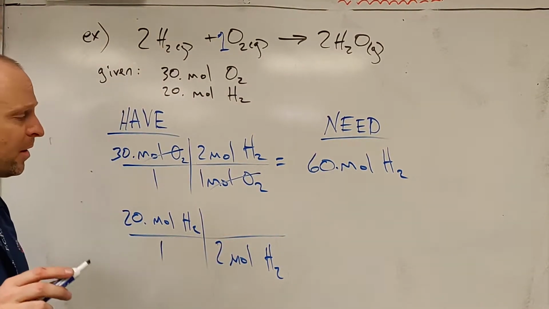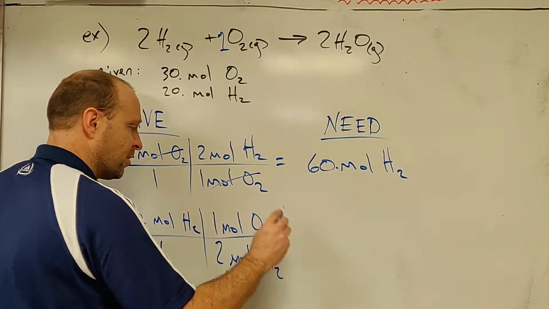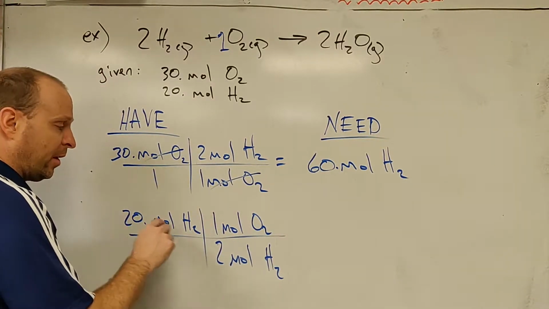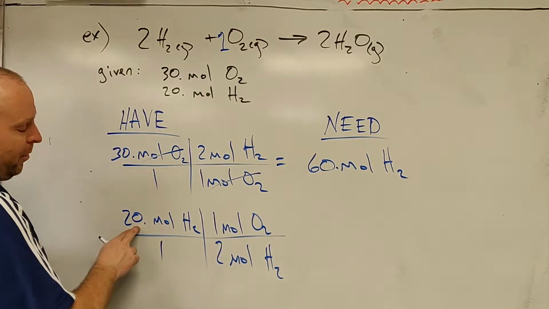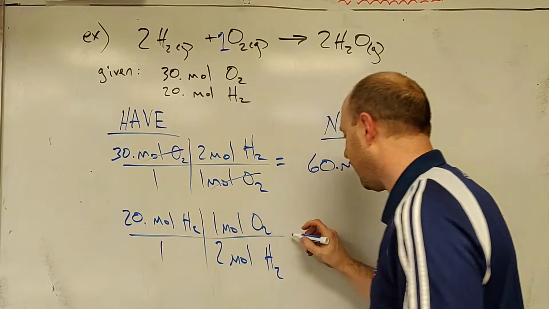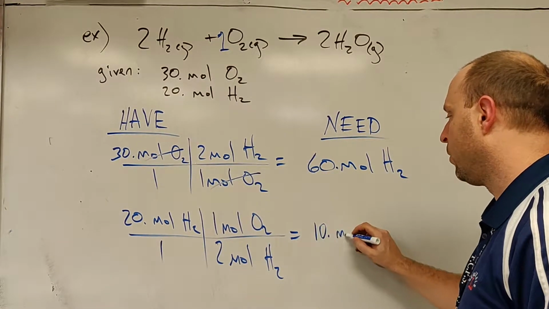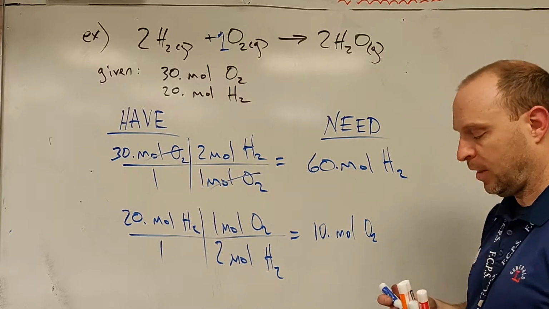Everything after the first box comes from the balanced chemical equation. There's 1 mole of oxygen, right? So 20 over 2, right? 20 wheels, 2 wheels for every 1 frame, so we're going to need 10 frames. It's the same idea, right? So we end up here with 10 moles of O2 that we need, right?